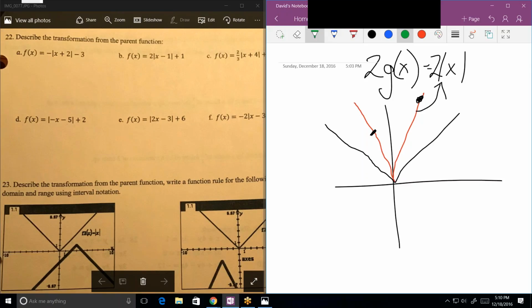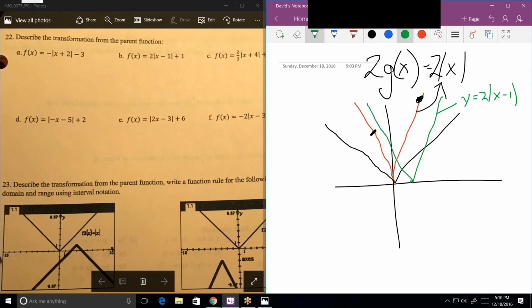Exactly. Well, if I take my red curve and I shift it horizontally right, it looks like this. Okay, so this curve is y equals 2 absolute value of x minus 1.